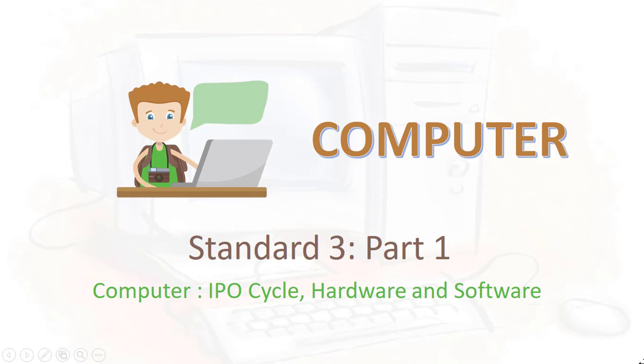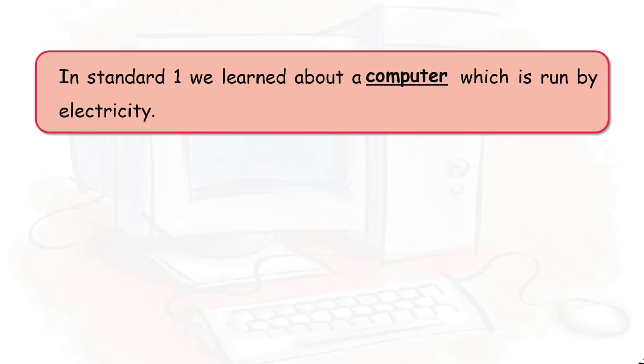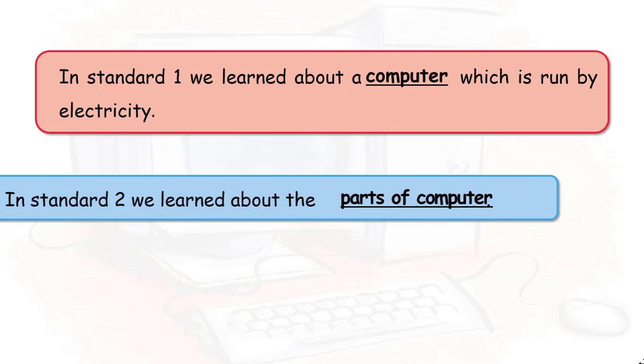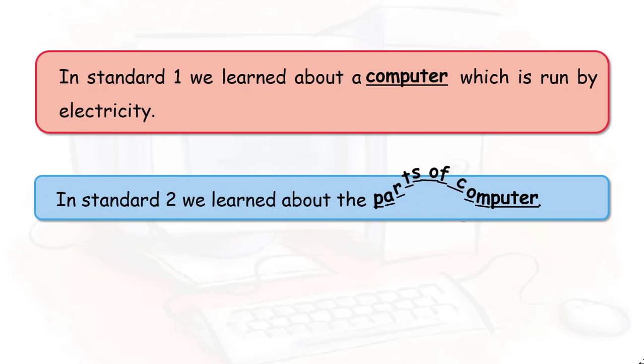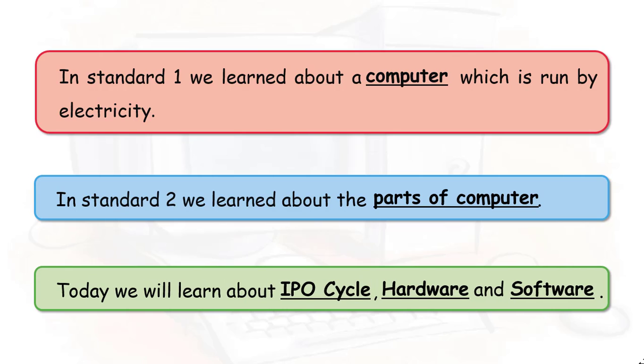Hello everyone, in today's lecture we will learn about the IPO cycle, hardware and software. Let's start. In standard 1 we learned about a computer which is run by electricity. In second standard we learned about the different parts of the computer. In today's video we learn about the IPO cycle, hardware and software.